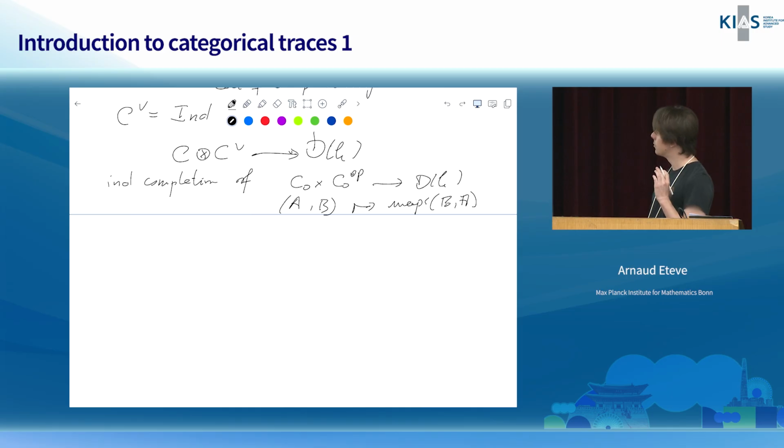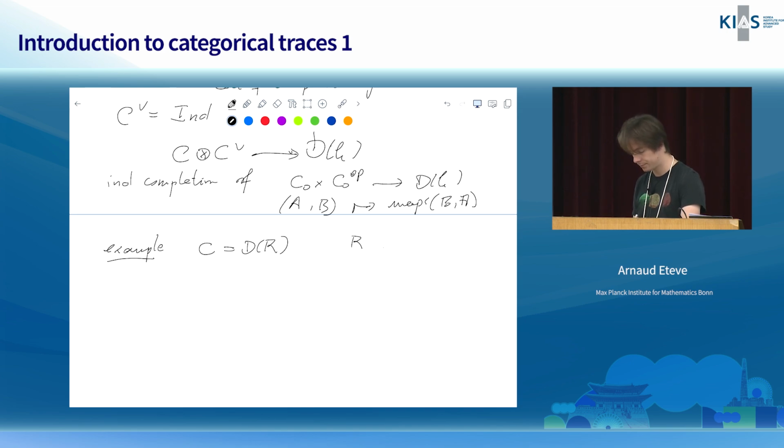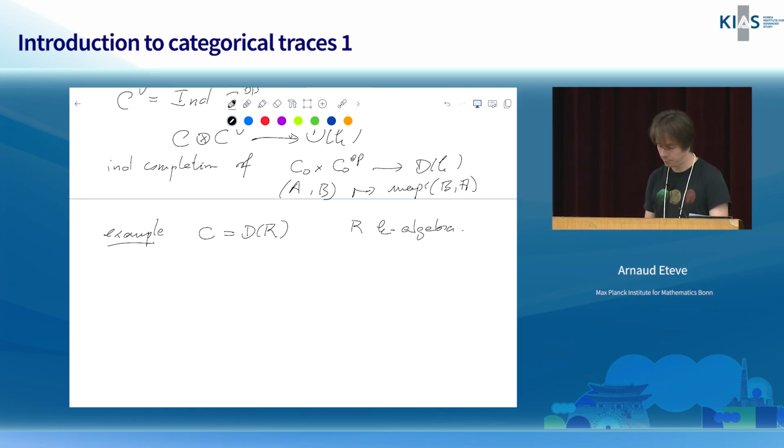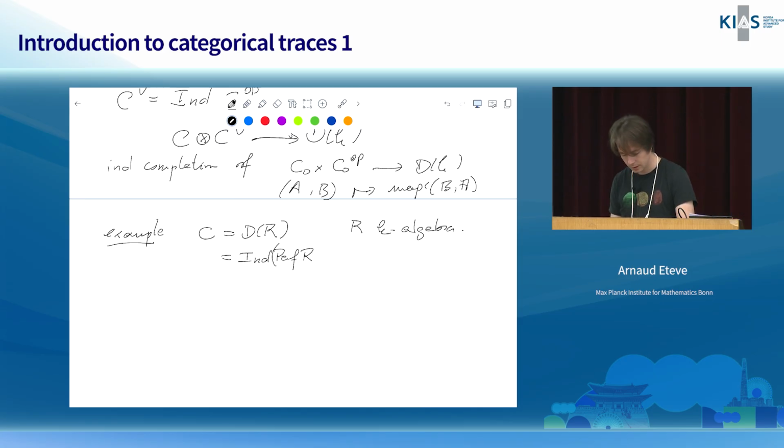All right, so let's do a first example of a calculation of these categorical traces. We'll take C to be D of R, for R some K algebra. As a category, this is always the ind-completion of the category of perfect R modules. So it is certainly compactly generated, and in particular dualizable.